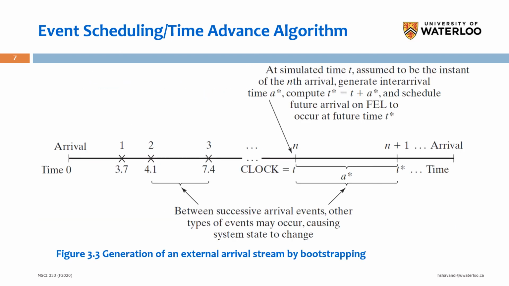For example, let's say we are at time t and it's the arrival of the nth customer. At this time, we generate a*, the inter-arrival time for the next customer. So customer n+1 will arrive at time t*, where t* equals t, the current time, plus a*. This is how the bootstrapping method works for the time advance algorithm. So this is the time advance algorithm, and in the next part of the video you will see how we apply this algorithm in an example.